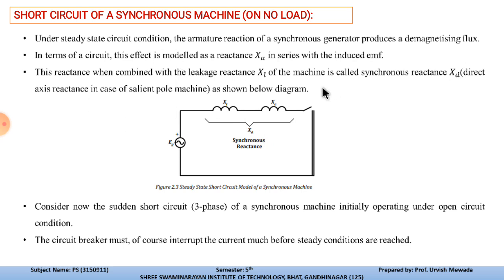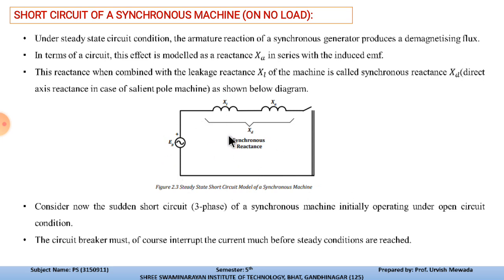The direct axis in the synchronous machine is called the polar axis. So the reactance offered by the synchronous machine at that time is called the direct axis reactance of the synchronous machine, where XD is called the direct axis synchronous reactance of the synchronous machine.